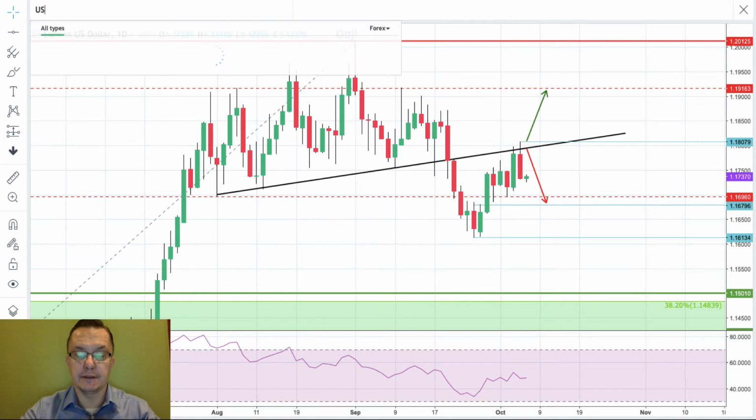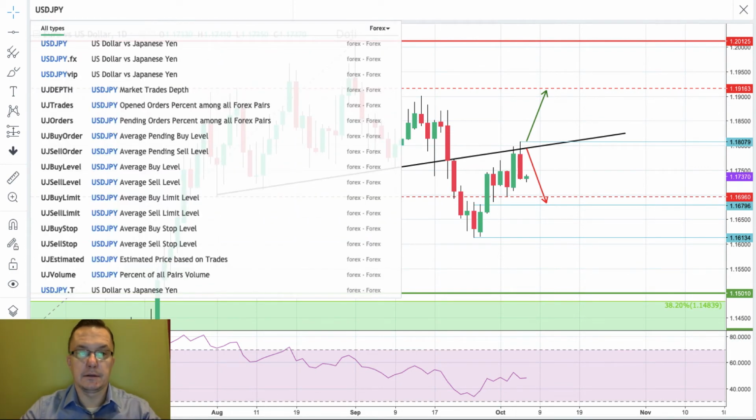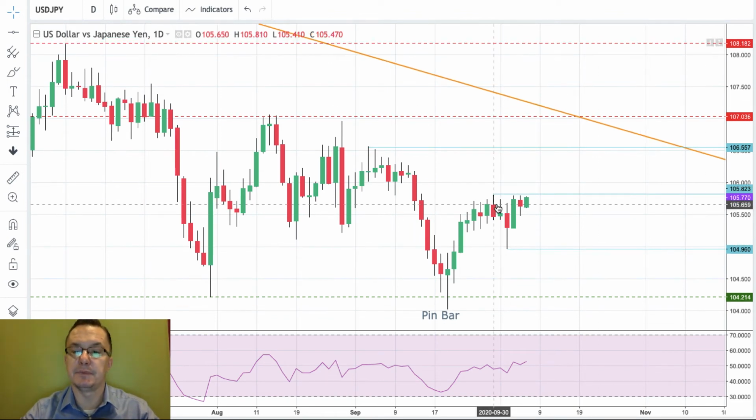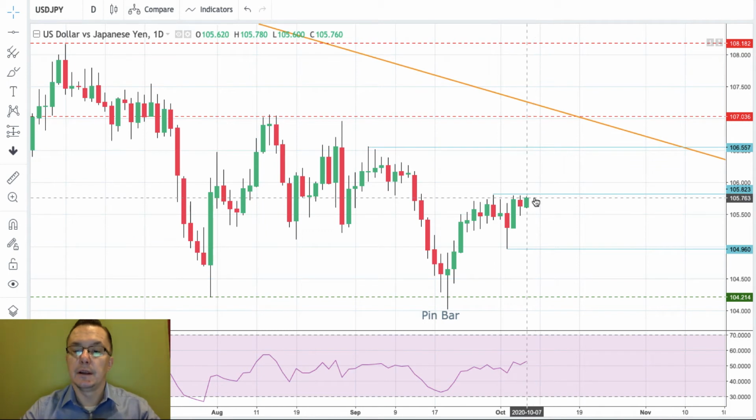The other one is US dollar Japanese yen. And the situation is similar here, because as you can see, the market is positioning itself already just below this high at the level of 105.82. So this is the key level for today, and we are just below this level. This is 105.75, about 5 to 6 pips away from this level.